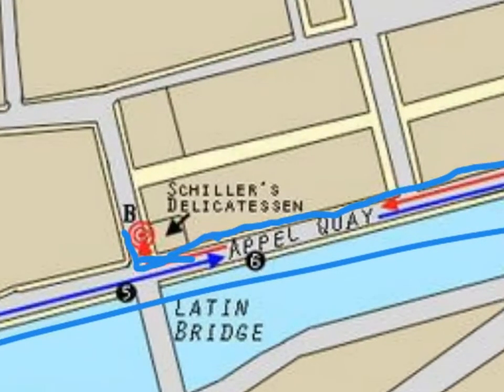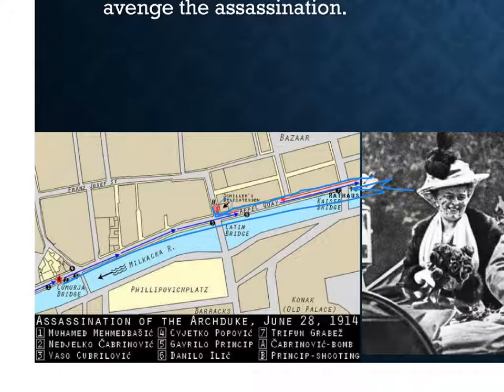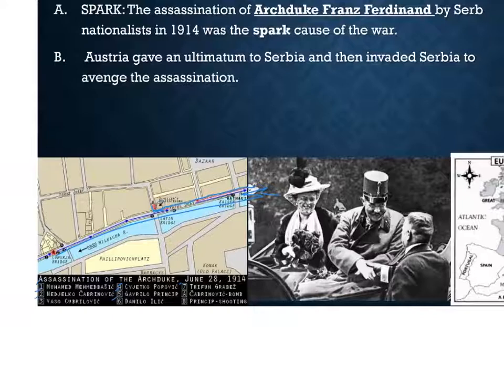And on this little corner happens to be a deli where one of these terrorists is actually eating his lunch. He's eating a sandwich and he sees the Archduke, their target that they missed earlier, turn the corner slowly and take another turn into an alleyway. The driver didn't know where he was going. That young man is going to leave that deli, drop his sandwich, walk into an alleyway, take a pistol, and then shoot the Archduke and his wife.